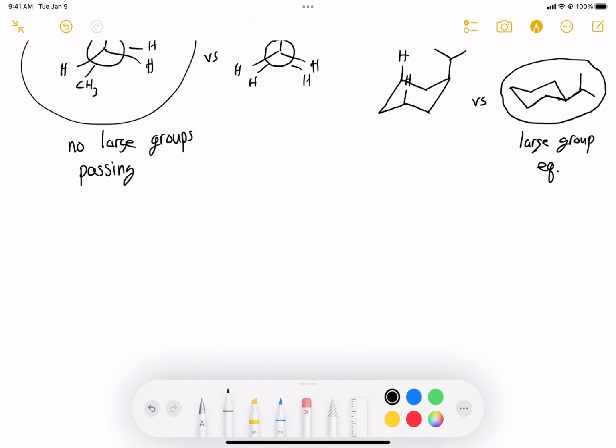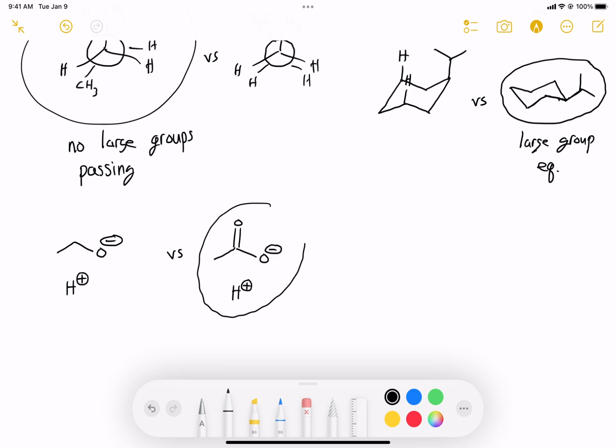And now let's go on to some acid-base stuff. So here we have deprotonated ethanol versus deprotonated acetic acid. So which one's the stronger acid? So the more stable base or weaker base. We kind of talked about this before, so it's going to be this one because of resonance.